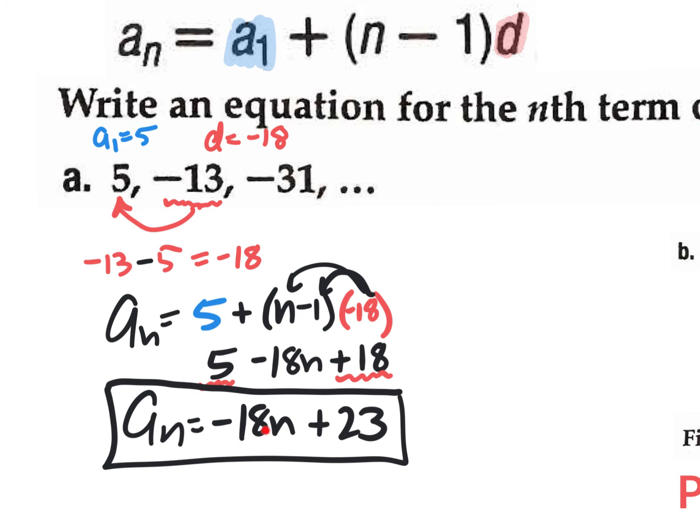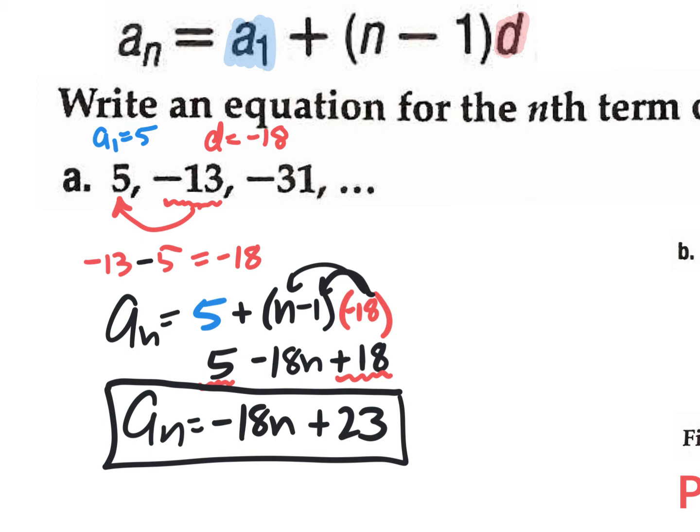And now once you have this rule, I could ask you, find the 10th term. All you have to do is plug in a 10. That'd be negative 180 plus 23, and bam, you have the 10th number on your list. I could ask for the 57th term. Plug in 57 right here, do the math. It'll be the 57th number on your list. So I hope that we all understand that.